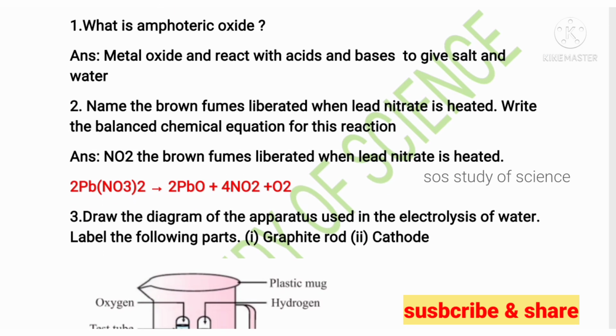Moving to the next question: name the brown fumes liberated when lead nitrate is heated. Write the balanced chemical equation for this reaction. When we talk about chemical equations, you can expect one or two chemical equations to balance, or they can give the word equation and ask you to write the chemical equation. This I have already taught in video series 2. I hope you have all watched that video.